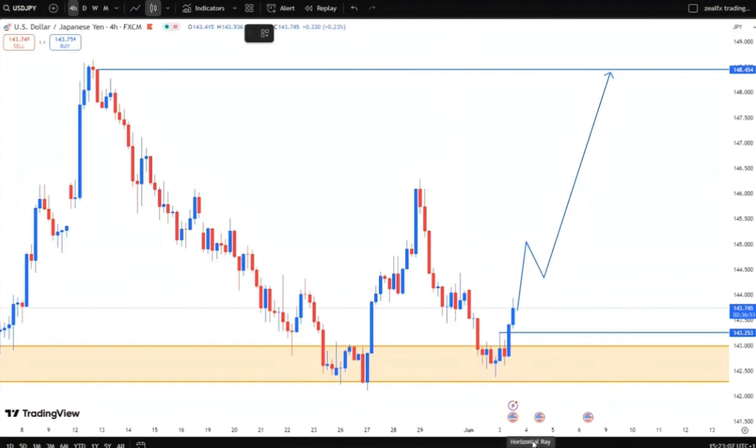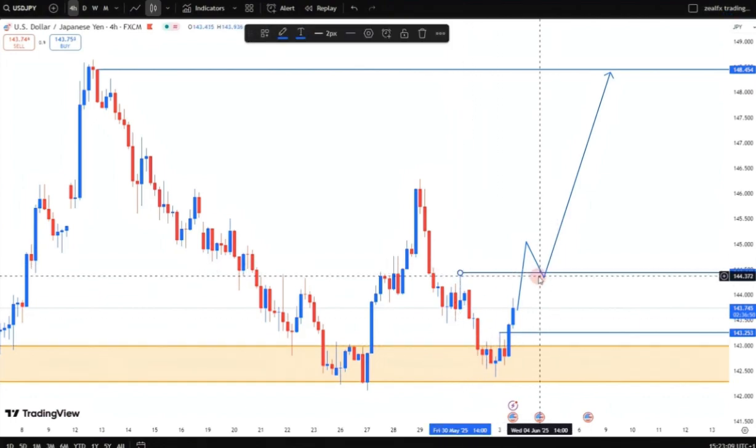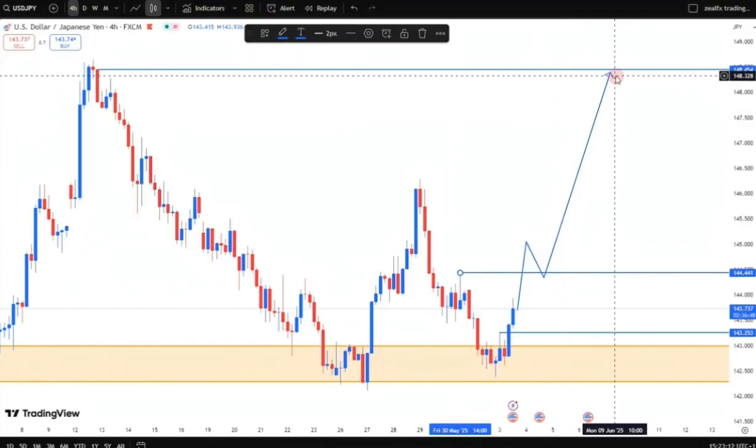If price can close above this high tonight, we'll see a retest of this level, then we'll see further buys for the USDJPY.